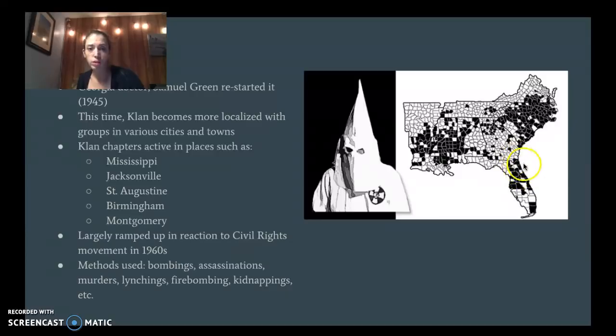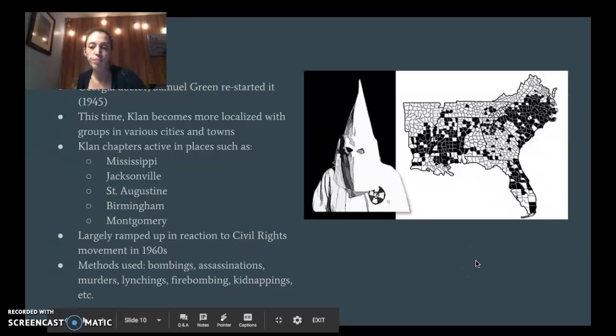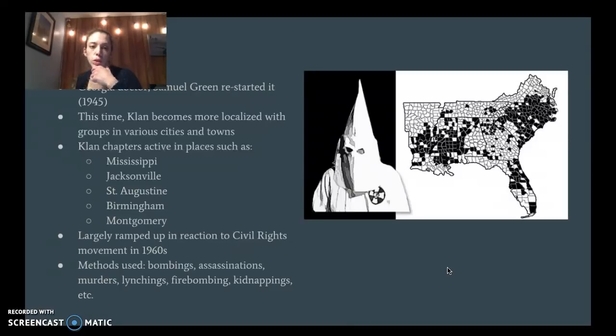Which is Jacksonville, that's where it is, and St. Augustine too. Birmingham in Alabama and Montgomery in Alabama. And that's where Martin Luther King was trying to make a lot of change. And Rosa Parks too. There were a lot of activists coming out of that part of the country who were doing a lot of really good work. And so largely the KKK at that time was in reaction to the civil rights movement and African Americans asserting themselves and trying to get the rights that they deserved.